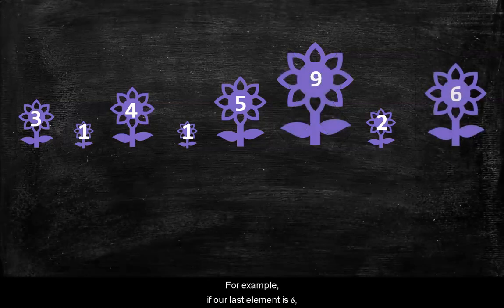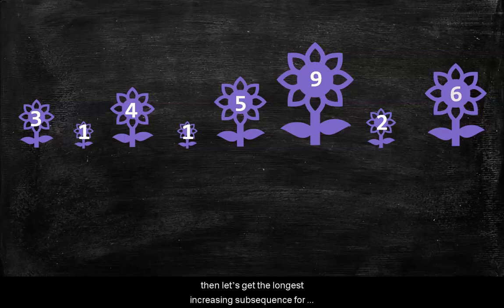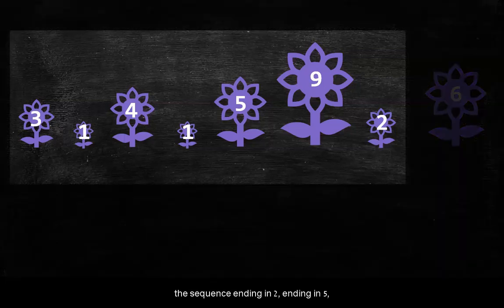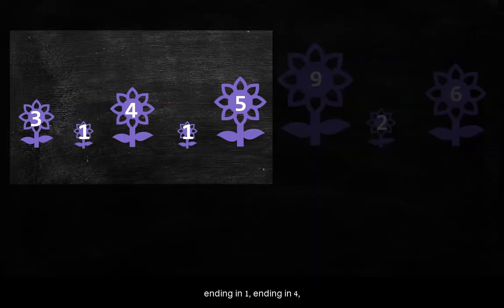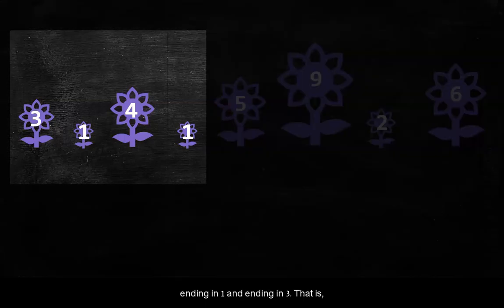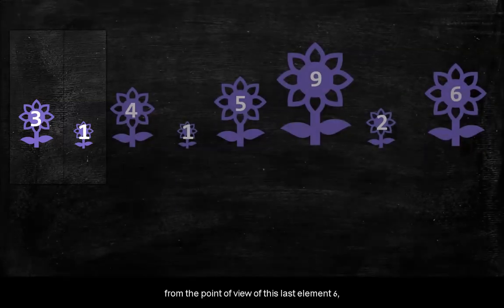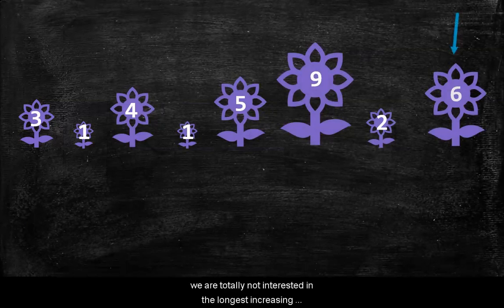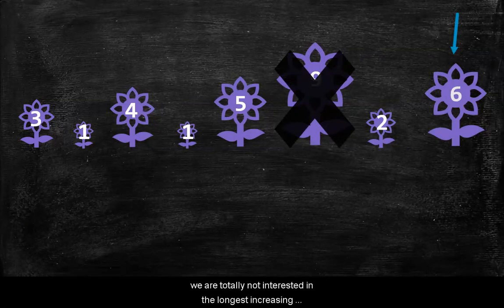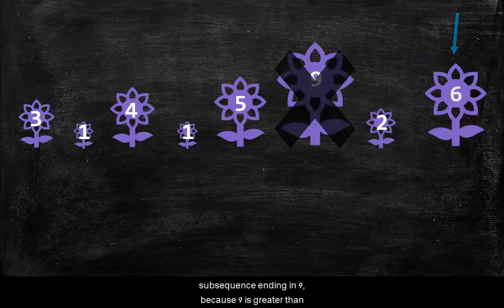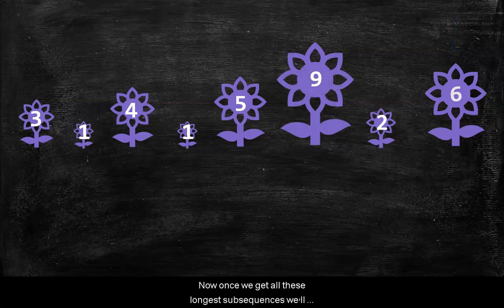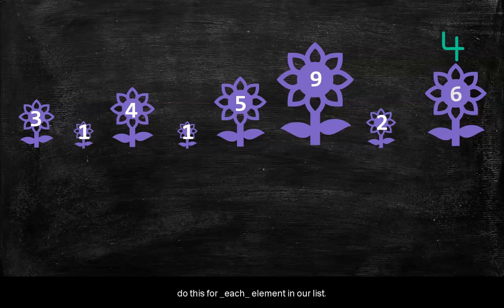For example, if our last element is 6, then let's get the longest increasing subsequence for the sequence ending in 2, ending in 5, ending in 1, ending in 4, ending in 1, and ending in 3. That is, from the point of view of this last element 6, we are totally not interested in the longest increasing subsequence ending in 9, because 9 is greater than 6. Now, once we get all these longest subsequences, we'll take the maximum over all of them. But wait, we're not done. We need to do this for each element in our list.